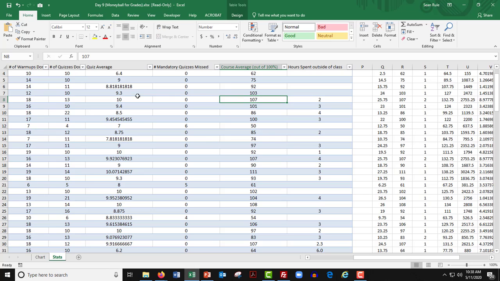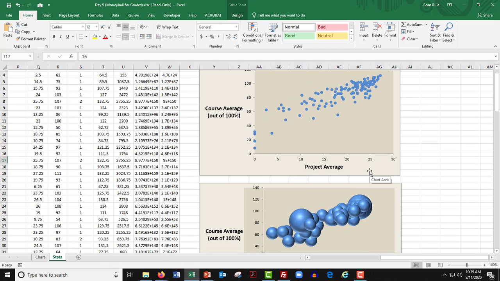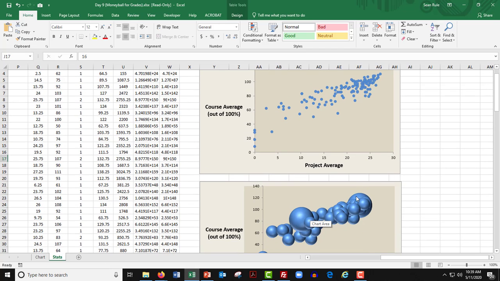They both have 107 average. The quiz average of row 8 was 10. The quiz average of row 17 was about 9.9. 11 quizzes done out of 10 needed, 13 quizzes done. You see how they're different? 14 warm-ups versus 16 warm-ups. They're different students, but they happen to have the same project average, and they happen to have the same final grade. So what the bubbles are just showing you, quite simply, is how many students have that particular arrangement.